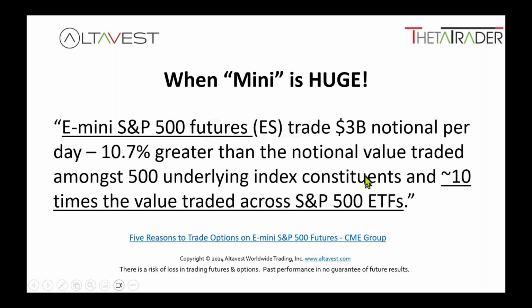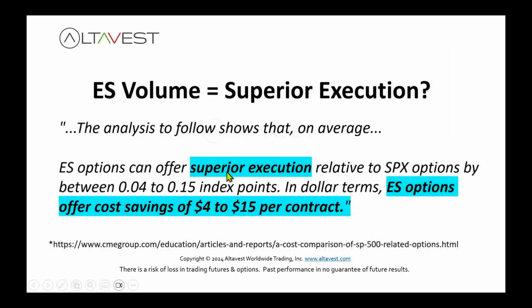So basically the point of this is that's where your volume is on the S&P and the minis and these indexes. And we talked about the Russell and the NASDAQ. Those would be to a lesser degree, but still they're very, very deeply liquid. Superior execution, according to the CME Group, $4 to $15 per contract, a cost savings compared to SPX.